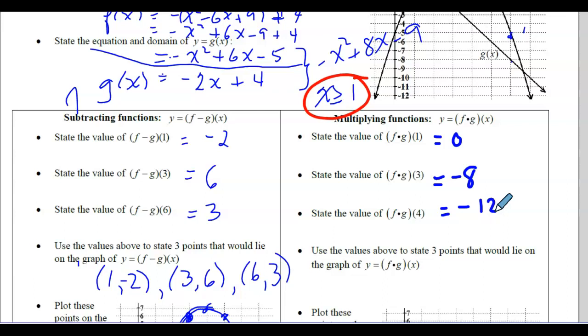Okay, so then our 3 points are 1, 0, 3, negative 8, and 4, negative 12.